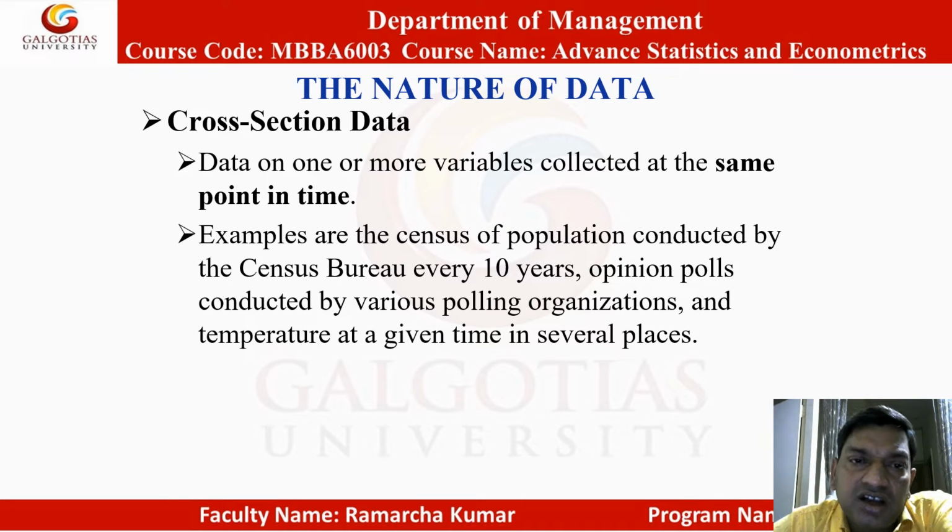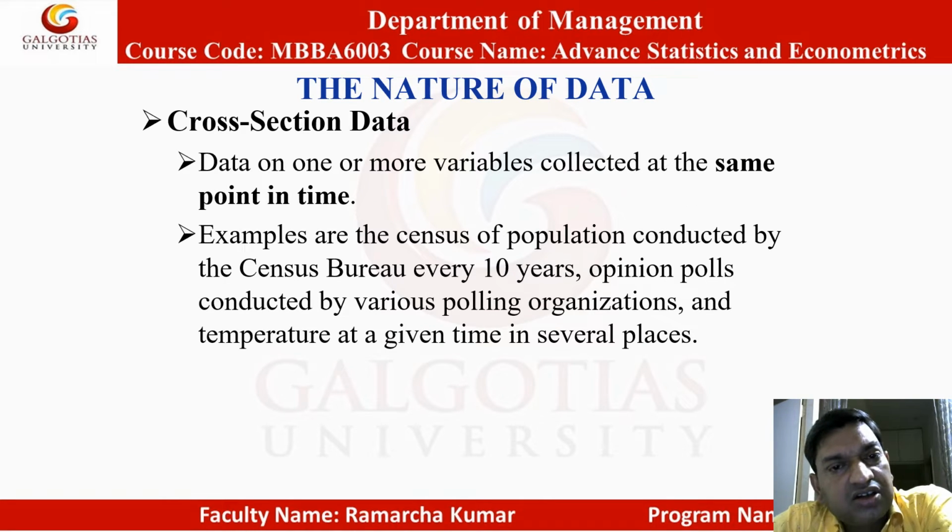Second is cross-section data. Data on one or more variables collected at the same point in time. Examples are the census of population conducted by the Census Bureau every 10 years, opinion polls conducted by various polling organizations, and temperature at a given time in several places. So here you have measurement at a point in time, and this measurement is spread across different units.